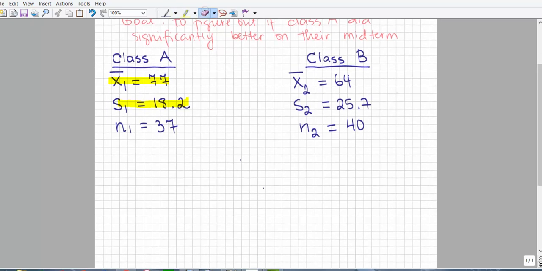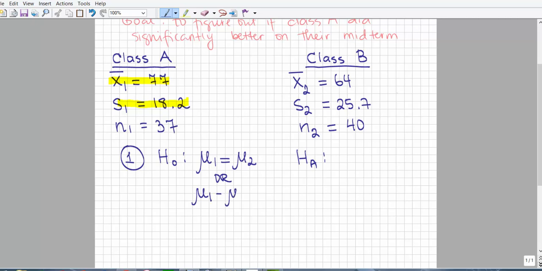So the first step in any hypothesis testing is always to set it up right: the null hypothesis versus the alternative hypothesis. The null hypothesis will always say the two means are the same. Or you can also see it saying mu1 minus mu2 is 0, meaning there is no difference between the two. This will always be the case for hypothesis testing on two samples.